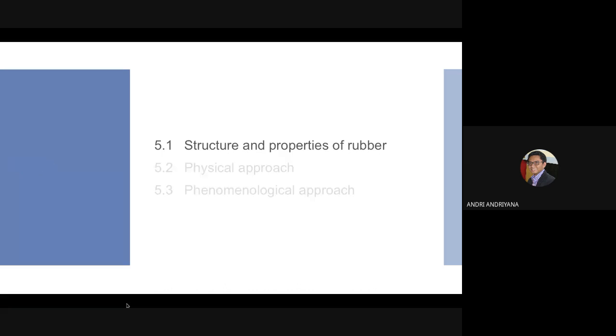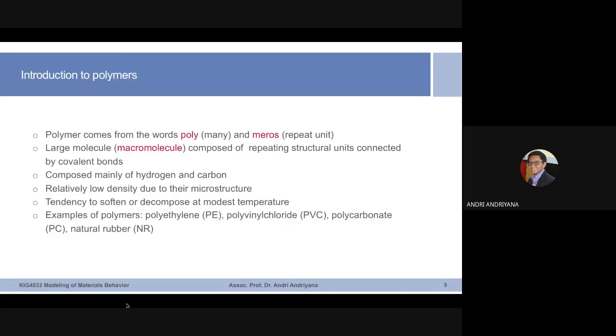Let's have a look back at a basic review of the structure and properties of rubber. Let me recall basic introductions to polymers. You learned in year 1 that the word polymer comes from the Greek words poly and meros. Poly means many, meros means the smaller unit or repeat unit. So basically, a polymer is composed of repeating structural units which are connected by strong covalent bonding.